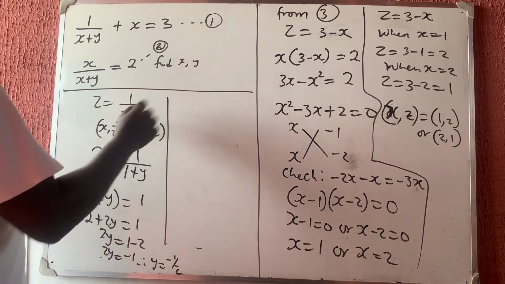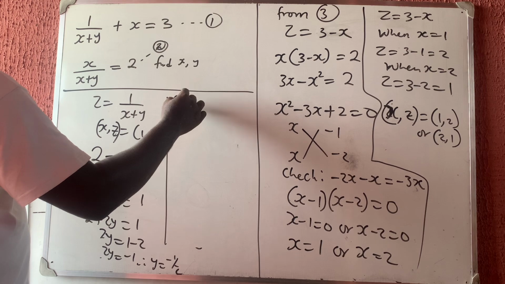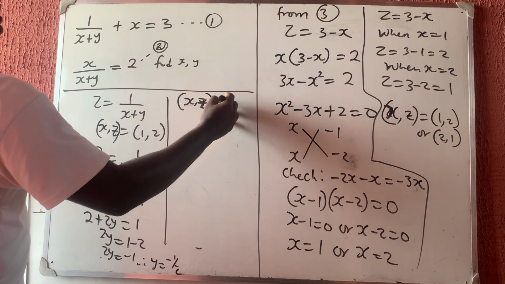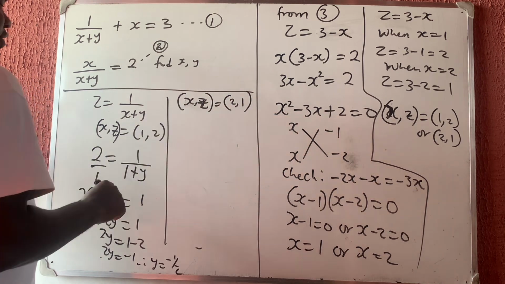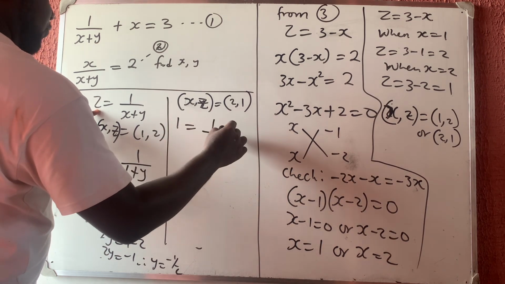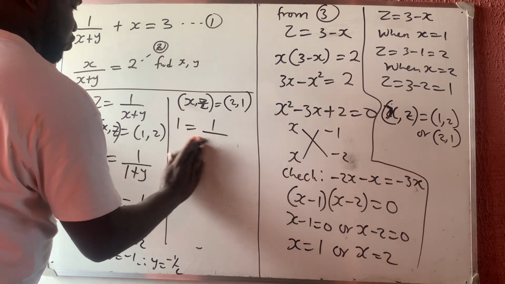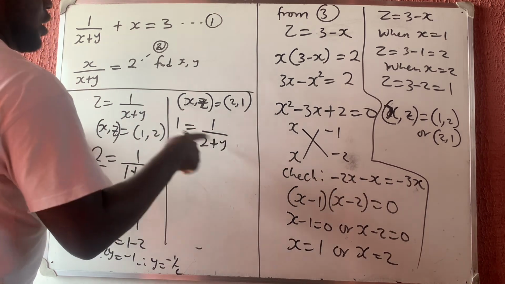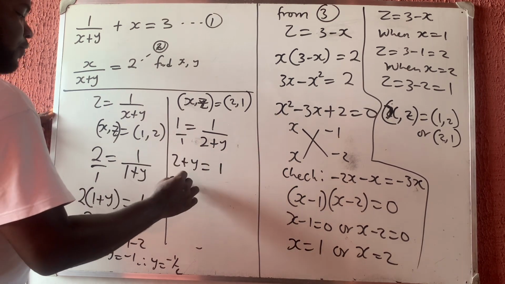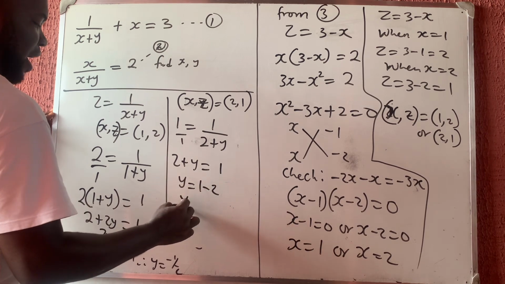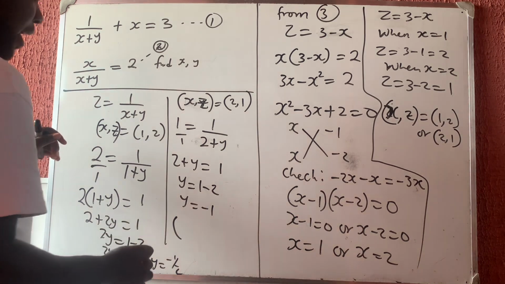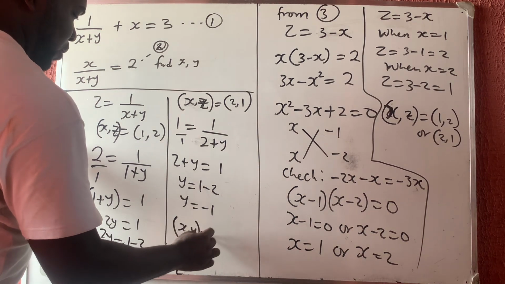So now, let us use when we have x comma z being equal to 2 comma 1. So when we have this, we do the same thing again. When we see z, we put 1, is equal to 1 over x, my x is now 2, plus y. So if I cross multiply, I'm going to have that 2 plus y is equal to 1. So therefore, my y is now 1 minus 2. So y is equal to minus 1.